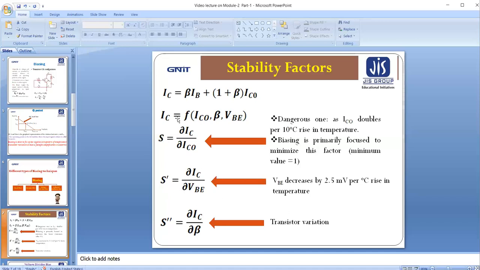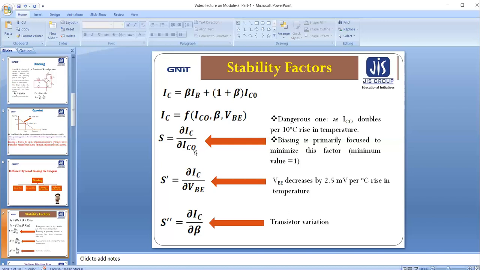Because IC is dependent on three different parameters, to determine the dependence of IC on a single parameter, the other two parameters should be kept constant, and therefore the change can be represented with partial differentiation. Now the first one is very crucial and highly dangerous, because ICO, as already mentioned in the above expression, doubles per 10 degrees centigrade rise in temperature.